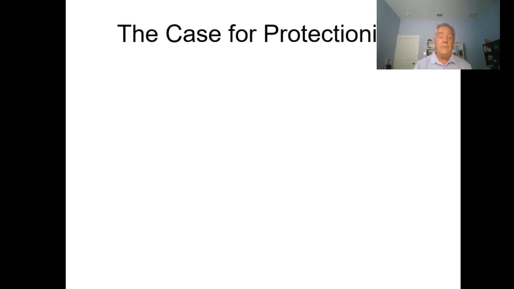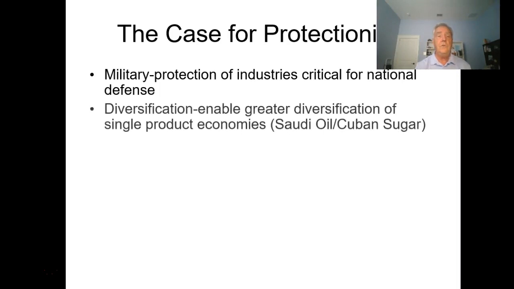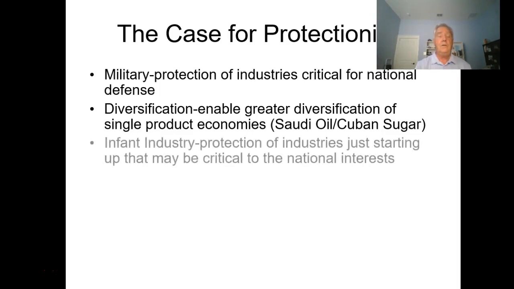All right, then there's protectionism, and there are reasons for protectionism in world trade. Military secrets. I think I went through this in an earlier chapter. National defense. We don't want to trade away our secrets. Diversification. It may be important to diversify. Okay, the Saudis would love to diversify, but they really have a single product. Cuba the same way, sugar. If they need to diversify, they've got to find ways to produce other products at a low cost.